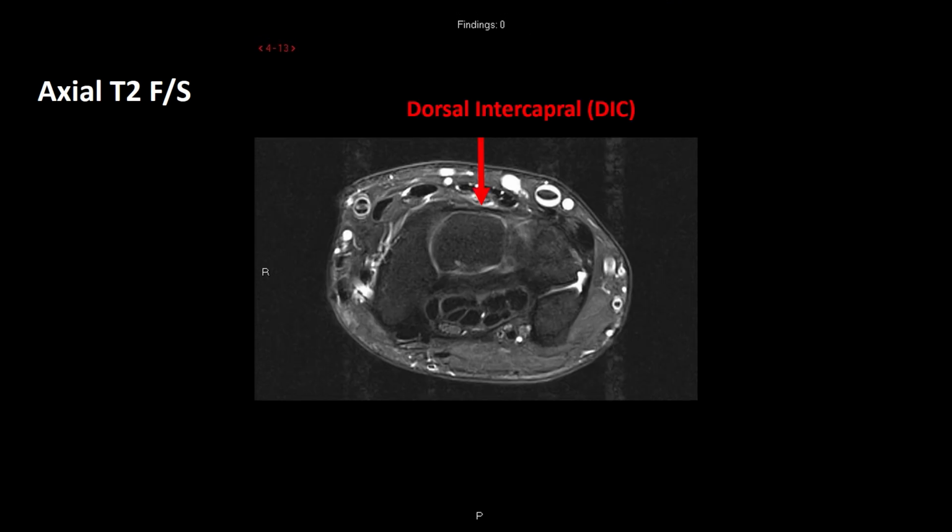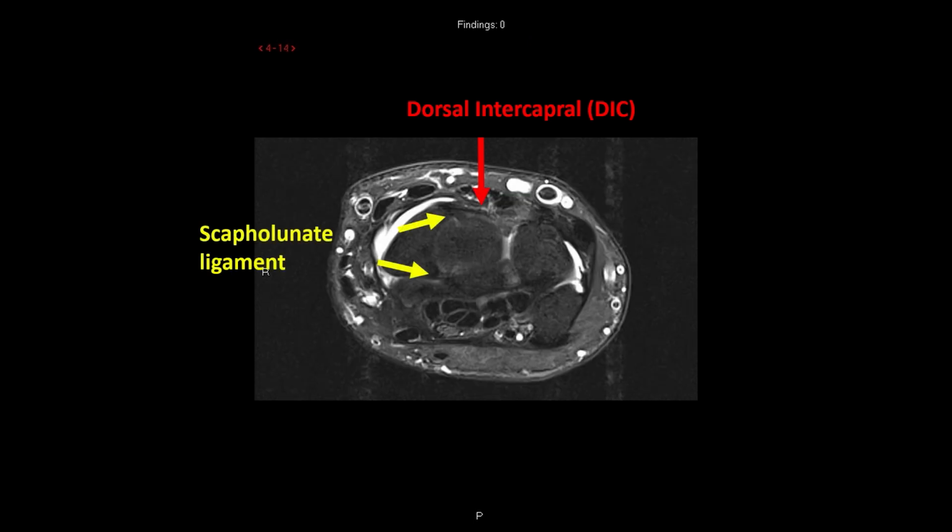ligaments, and mainly that dorsal intercarpal ligament. This is a huge landmark, and I hope now that I've shown it to you, you can pick this ligament up pretty easily. It's this transverse, very linear, distinct, thin membrane or ligament going across from the scaphoid to the triquetrum. So that's the dorsal intercarpal ligament.